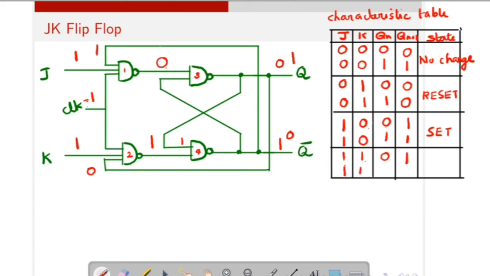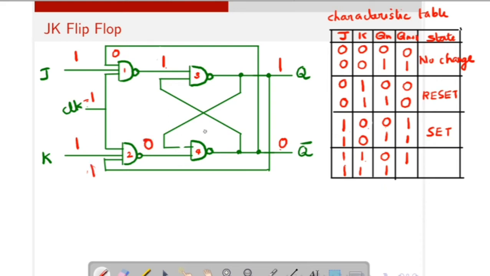Then take both inputs as 1 and the present state is also 1. That means Q is 1, so Q bar is 0. For the first NAND gate, two inputs are 1, and the third input is 0. One of the inputs is 0, so the output is 1. Then for the second NAND gate, two inputs are 1, and the third one is also 1. All the inputs are 1, so the output is 0.